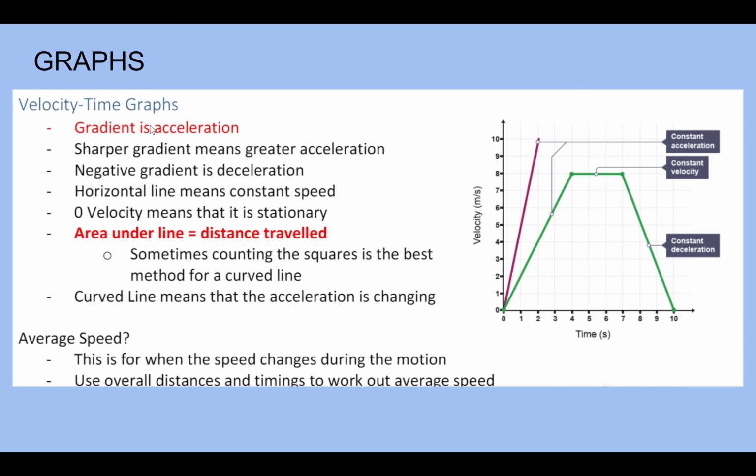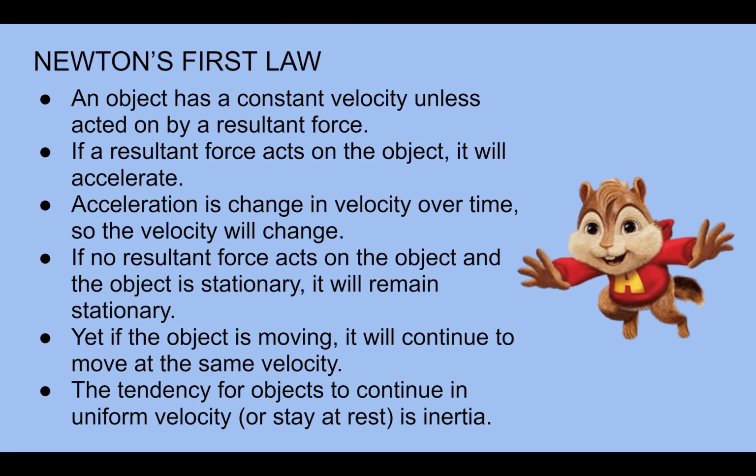So some velocity-time graphs. The gradient is acceleration. The sharper the gradient, the greater the acceleration, and a negative gradient is deceleration. Horizontal line means constant speed. Zero velocity means that it's stationary. The area under the line equals the distance travelled. Sometimes counting the squares is the best method for a curved line. Curved line means that the acceleration is changing. Average speed is for when the speed changes during the motion. Use overall distances and timings to work out the average speed.